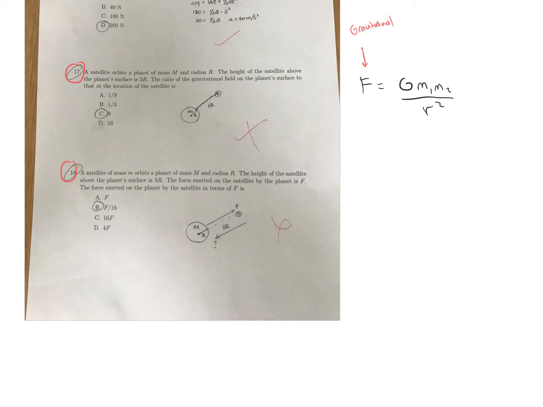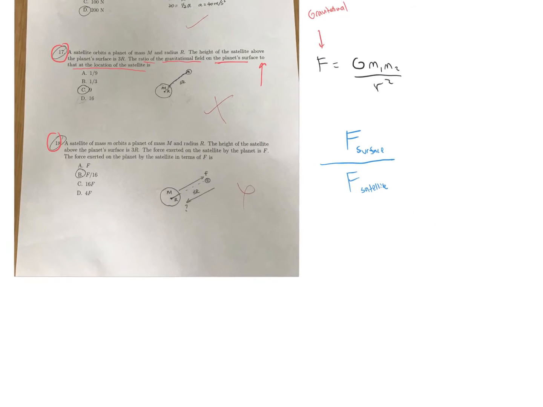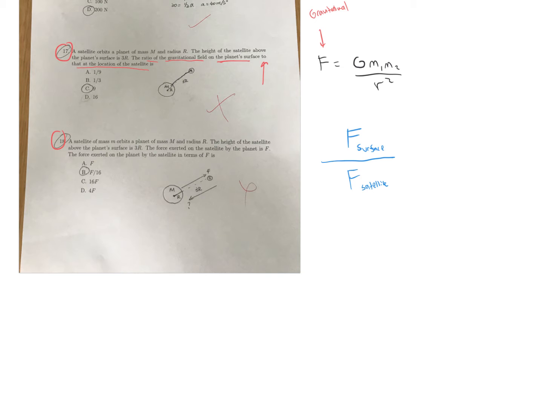This problem is only concerned with the ratio of the gravitational field on the planet's surface to that at the location of the satellite. So really we're just looking for this ratio, F as it pertains to the surface of the planet over the F as it pertains to the location of the satellite. Okay, that's the big picture. I'm a huge fan of tackling these problems by looking at the big picture first.